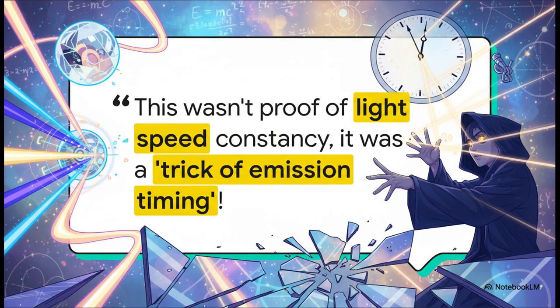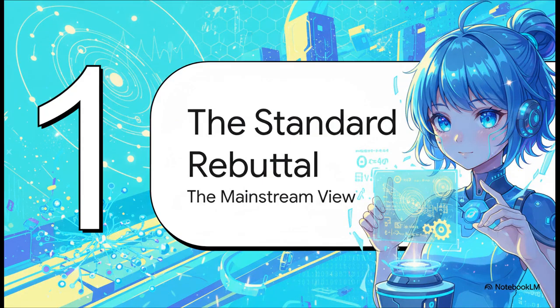So get this. The central claim from our source material is completely provocative. It's not just saying the experiment was a little off, it's saying it didn't prove what we think it did at all. The argument is that the result was actually an illusion, a kind of trick created by the timing of light itself. That is a huge claim to make against a century of established science. So before we can even get into this so-called trick, we have to understand why mainstream physics says, no way, that's impossible. So let's look at the standard rebuttal, which, funnily enough, was first laid out by an AI in the source text to argue against this very idea.